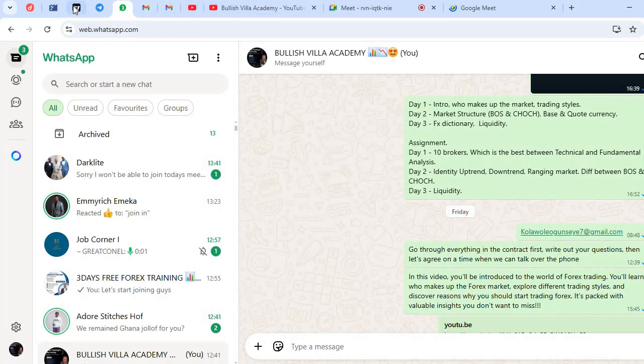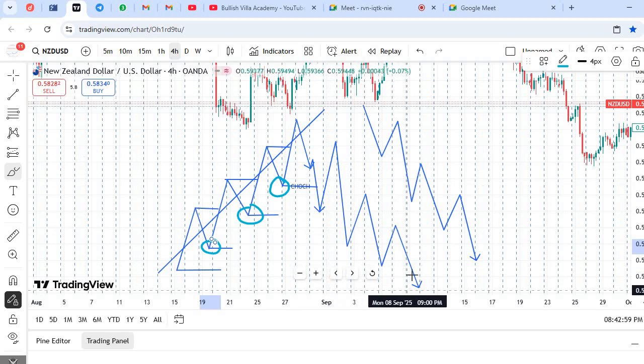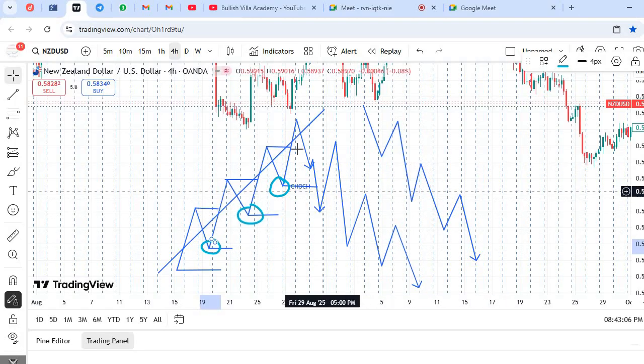Alright, so you can see that this last low is not supposed to be taken out, but price has taken it out. So we should now be expecting that there might be a change of trend. Although, when it comes to the advanced level, once a last low is taken out, it doesn't always mean that the trend will change.